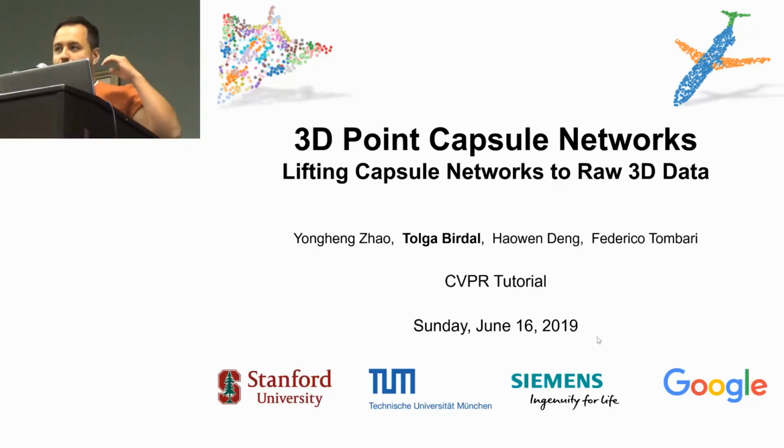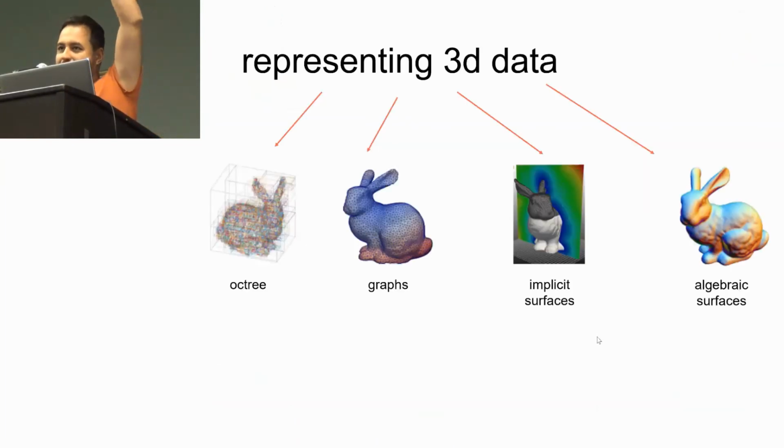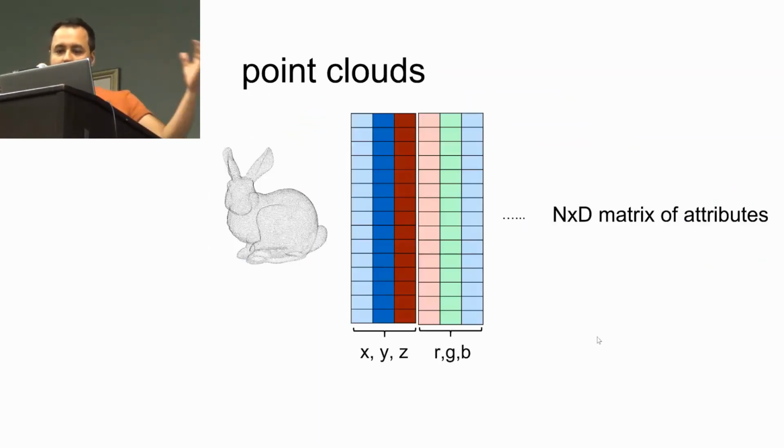So who has worked in 3D, and who has worked in 3D deep learning, for instance? Okay, so that's very few. For those, please bear with me a little bit. It will be maybe a little boring, but I will first explain this domain and how we approach it. Okay, there are many different representations: graphs, octrees, implicit surfaces, all those things.